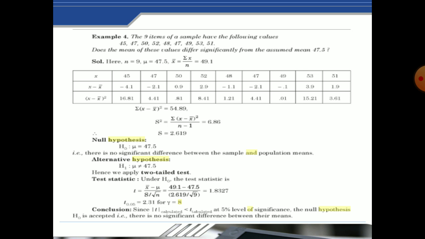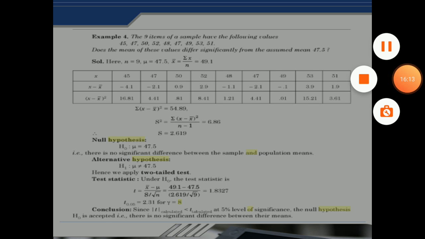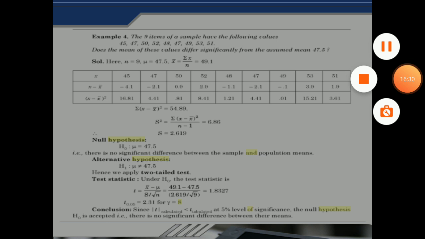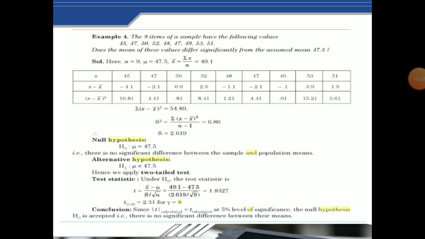Now what do you have to look at in the table? At 5% level of significance, below where 0.05 is written, and the degrees of freedom is 9 minus 1, that is 8. Whatever value comes against 8, and that is 2.31. And see, the calculated value is less than the tabulated value. So what does that mean? This means your H not gets accepted. That means there is no significant difference between the population and the sample. Okay students, I hope this topic is clear to you.